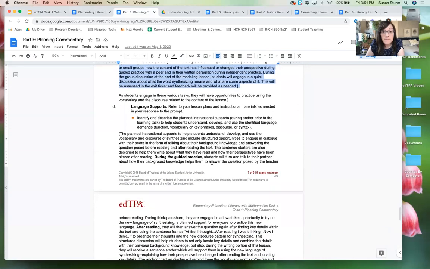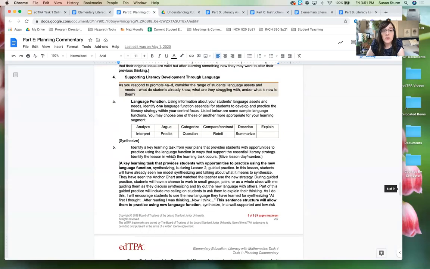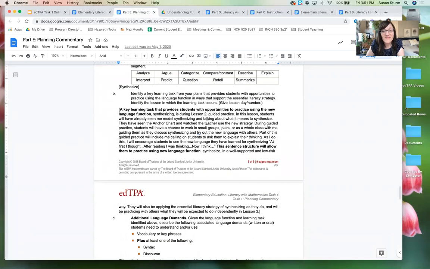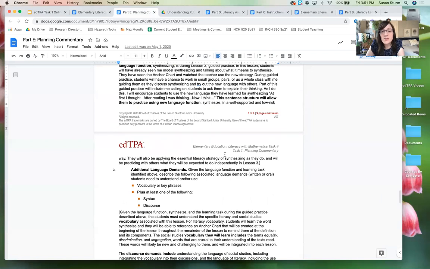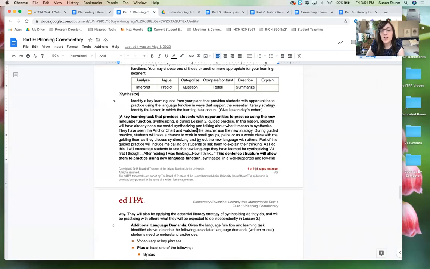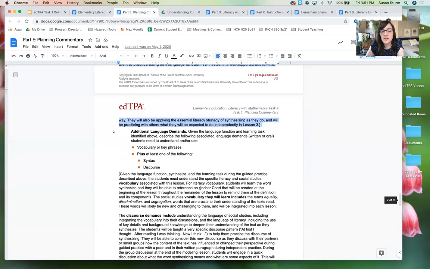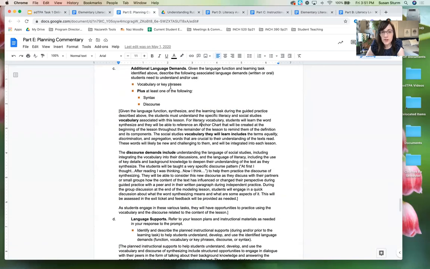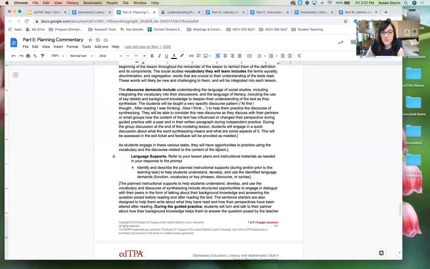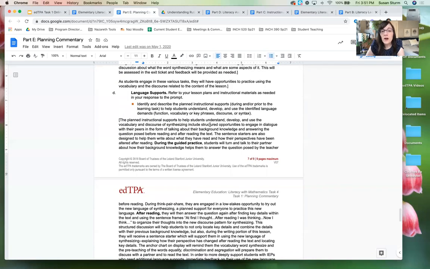Okay, so this so far has just been, what's your function? What are the things that are going to be hard about your function? Talk about a moment where your function is taught to the students. What's going to be hard about it with the vocabulary and the discourse? Now they want to know, what are your supports? Identify and describe the planned instructional supports during and or prior to the learning task to help your students understand, develop, and use the identified language demands.